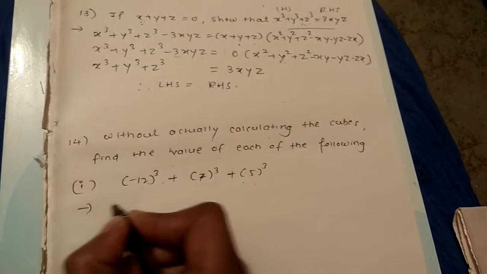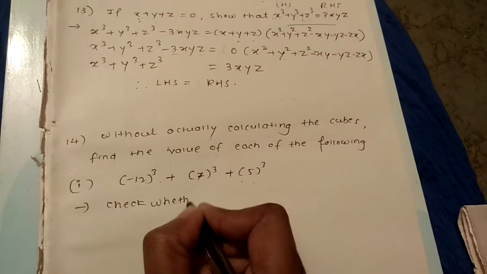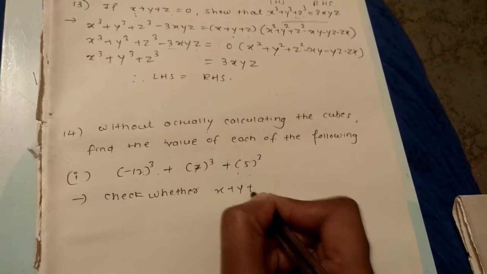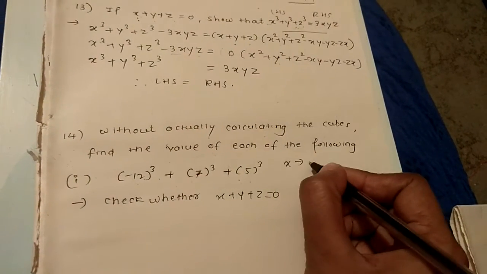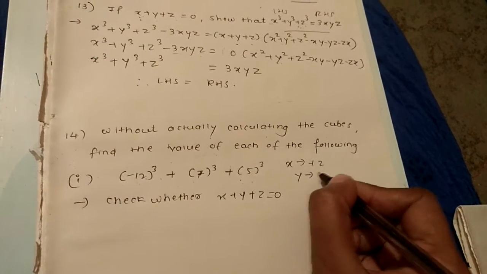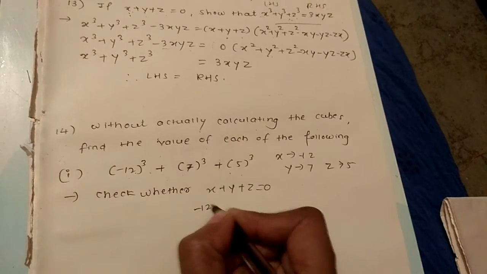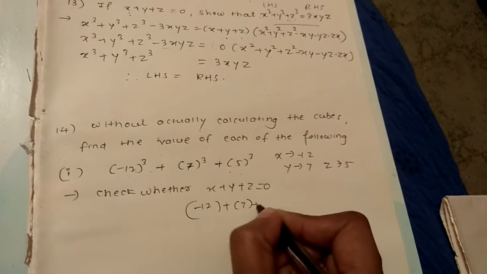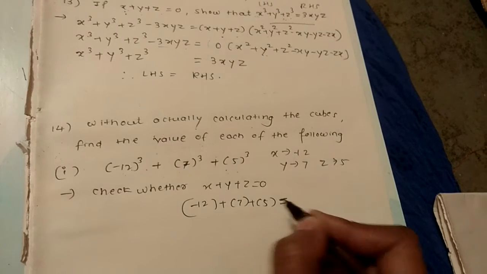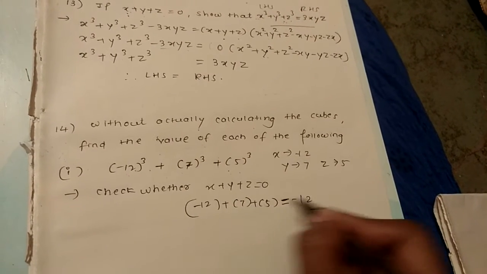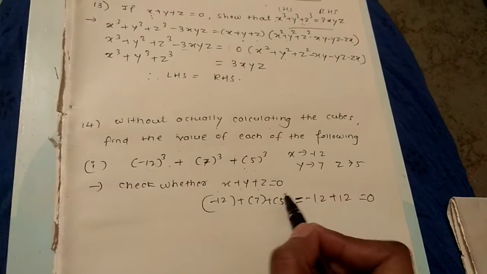So let us check here whether x plus y plus z equals 0 or not. You have to identify what x is here. So x is minus 12, y is 7 and z is 5. So put x is minus 12 plus y is 7 plus z is 5. You have to check this. So this is equal to minus 12, and these two make 12, so 12 minus 12 is 0. So here you can see that x plus y plus z equals 0.